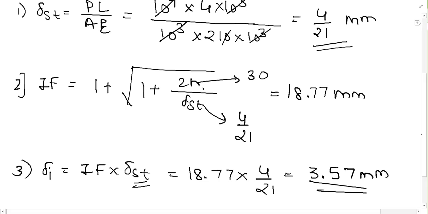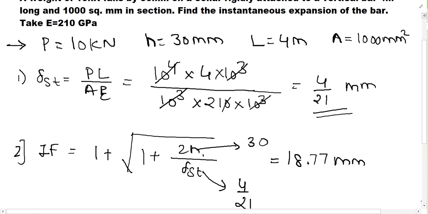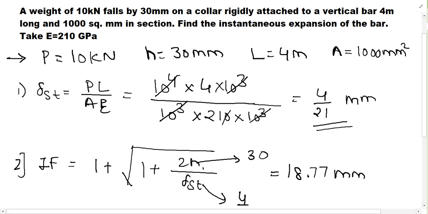This is how we solve problems on impact loading. Now there are a few problems in which it is not that easy to get this delta static. There are some other ways, like we will go and see another problem in which the method of finding delta static is a bit different. So we will look into this.